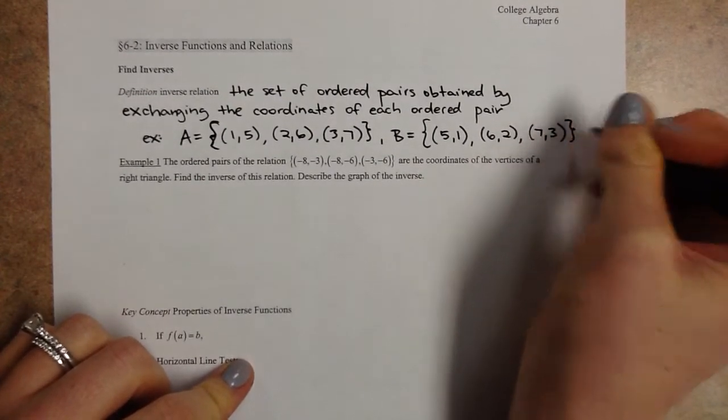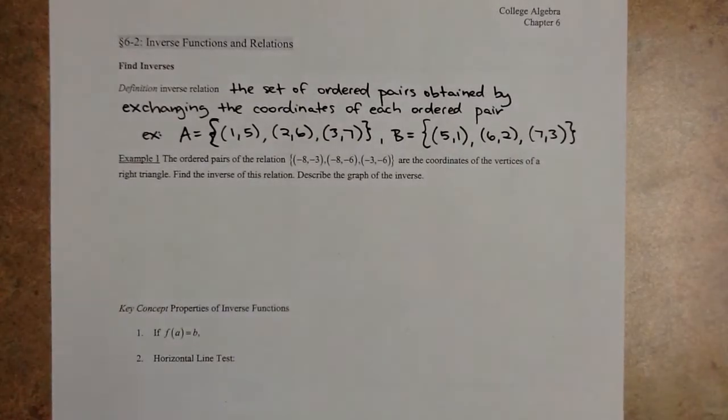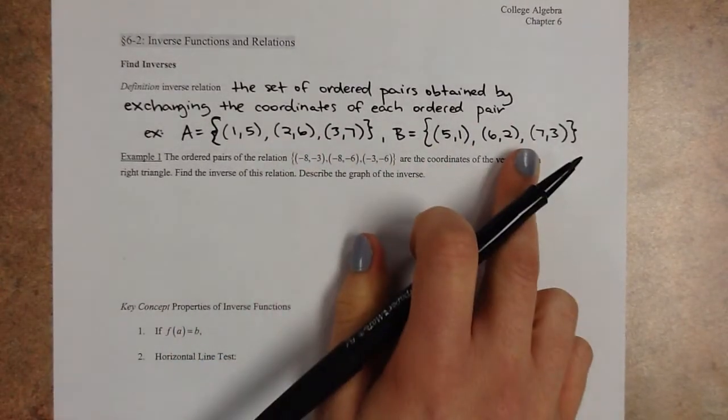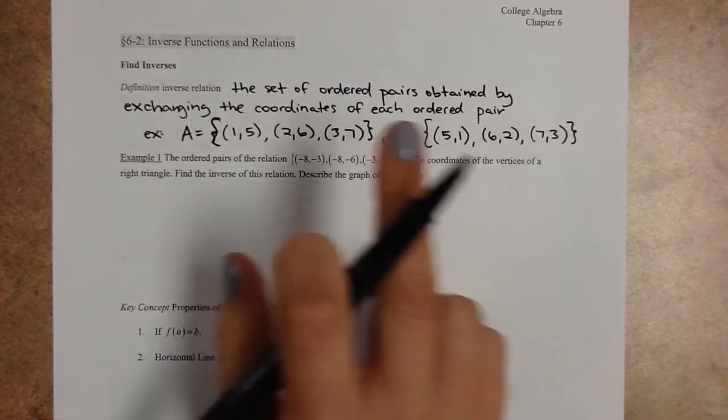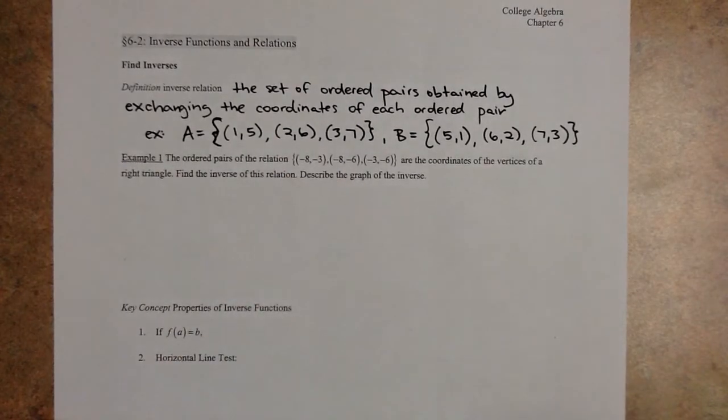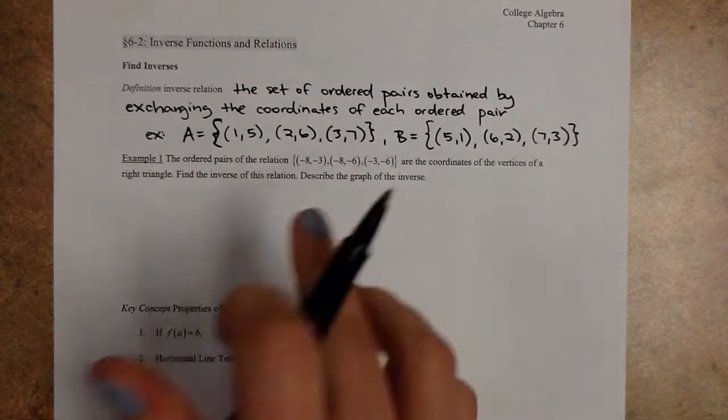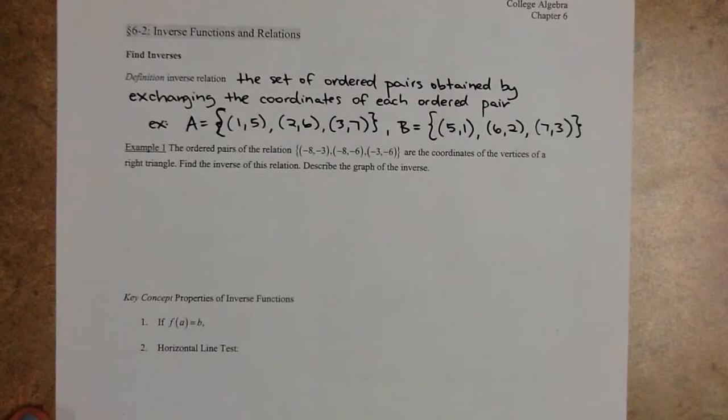So that's a new set. These relations are inverse relations. If we say this is the original one, this is its inverse, because the coordinates are swapped, just exchanging the coordinates just like this definition. So that's the very basic definition of what it means to be an inverse function.